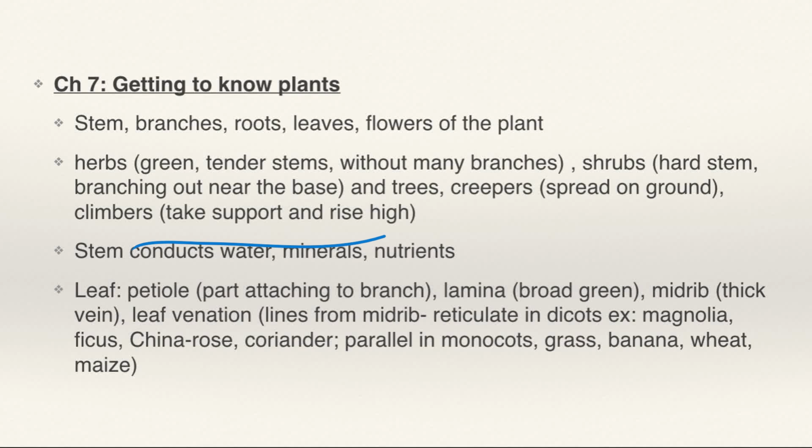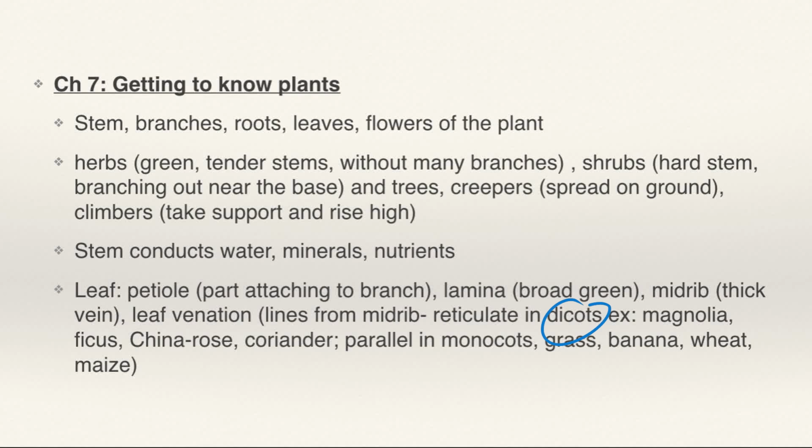Now the stem is conducting water, minerals and nutrients. Just remember xylem is water and phloem is food. There is O in phloem and food. Leaf, I'll tell you, like petiole is the part which is attaching to the branch. Lamina is the broad green part. Midrib is the thick vein. Leaf venations are basically lines from the midrib, which is going reticulate in dicots.